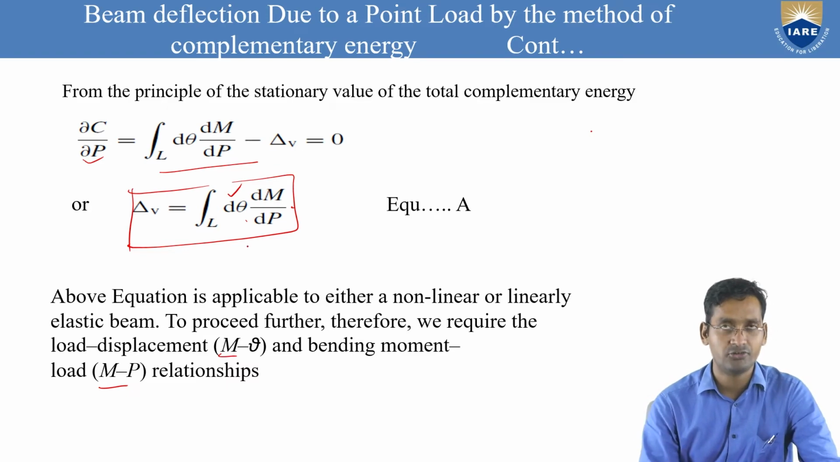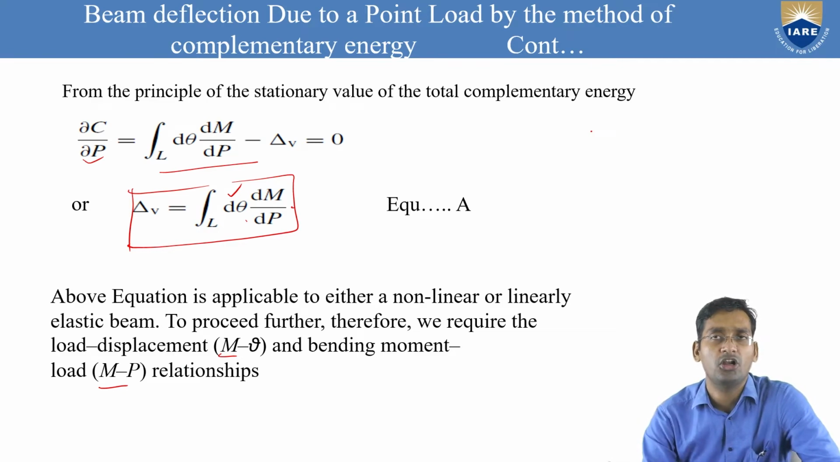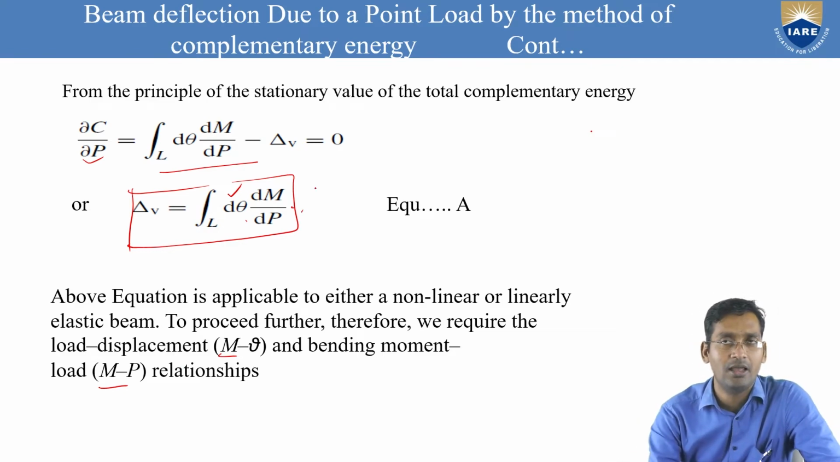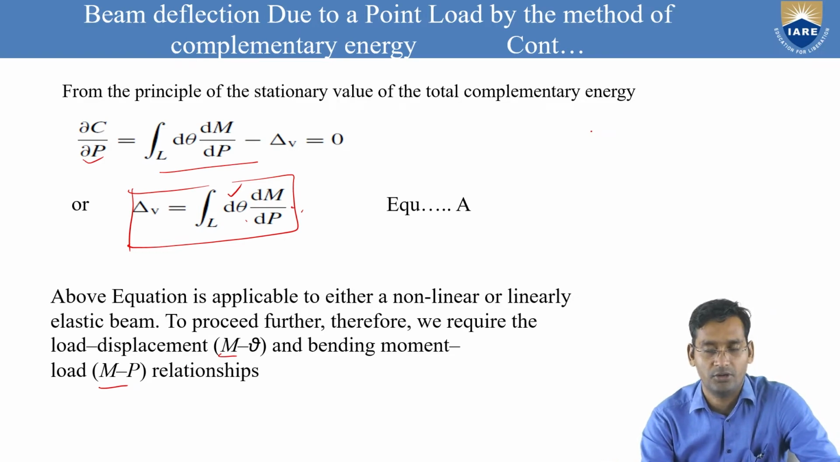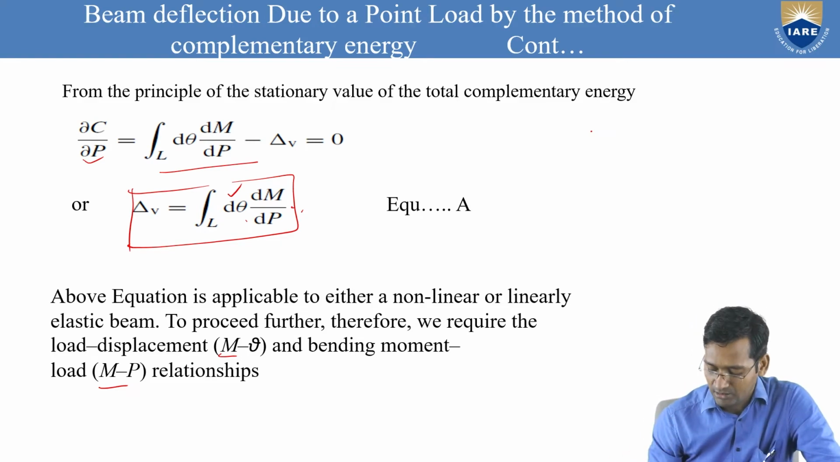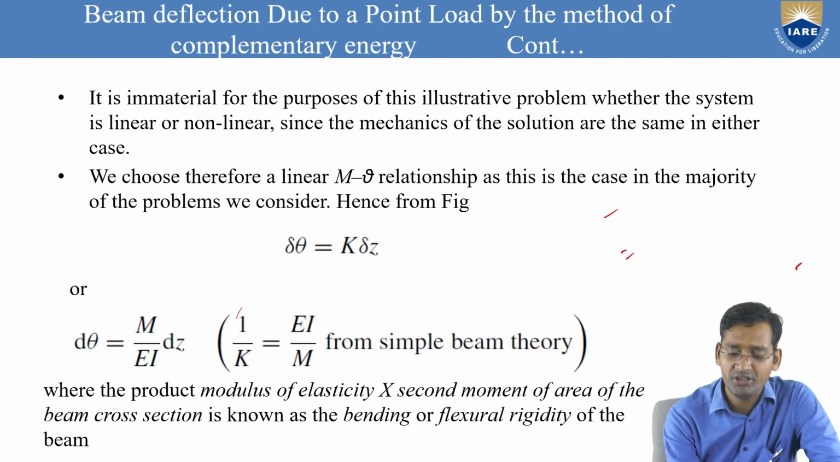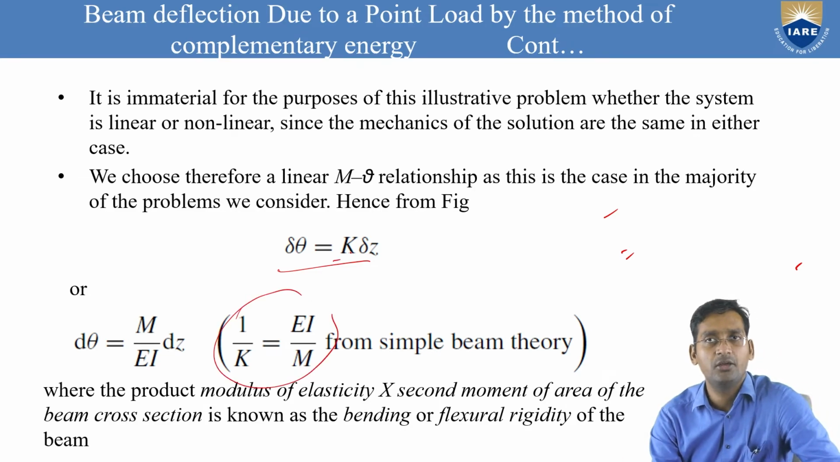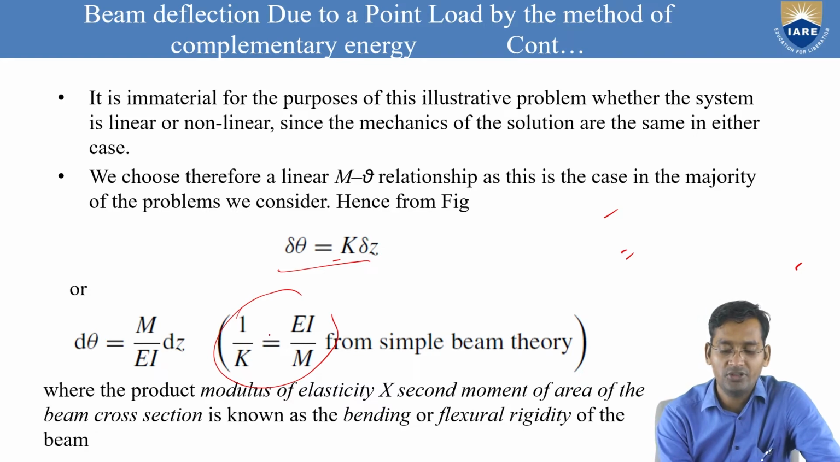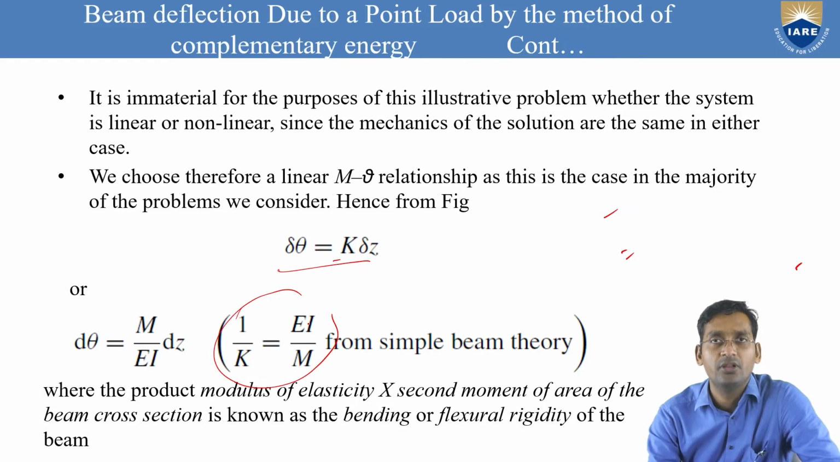For finding this, what is required? M theta and M, either linear or non-linear. This equation is valid for linear as well as non-linear, but in this question we assume linear because most problems are linear. So from here, this is d theta. We have to replace the value of k. From simple bending theory, we know that 1 by k equals EI by M, hence k equals M by EI.